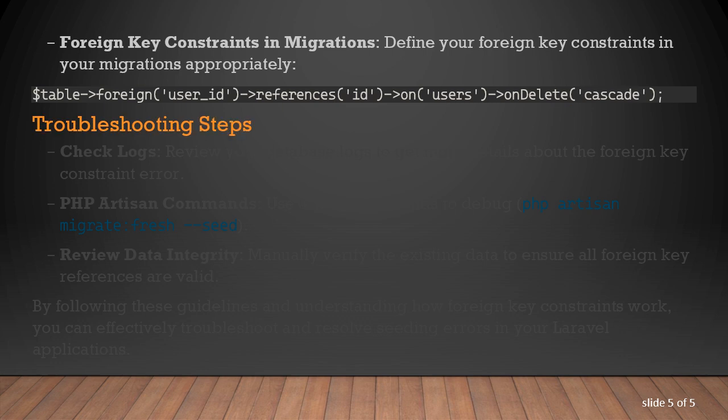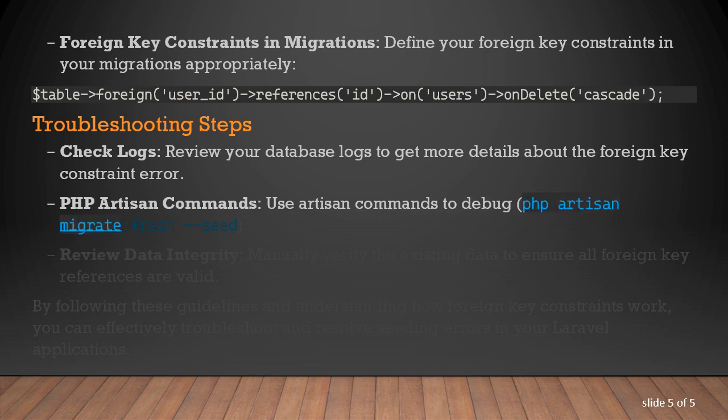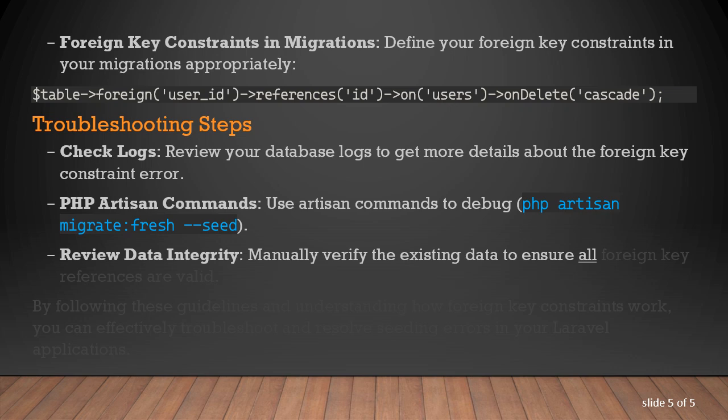Troubleshooting steps. Check logs. Review your database logs to get more details about the foreign key constraint error. PHP artisan commands. Use artisan commands to debug. PHP artisan migrate:fresh --seed. Review data integrity. Manually verify the existing data to ensure all foreign key references are valid.